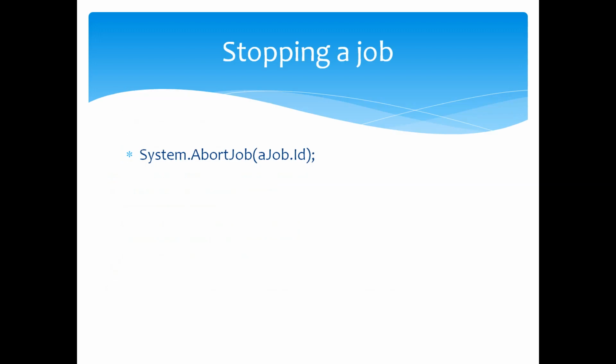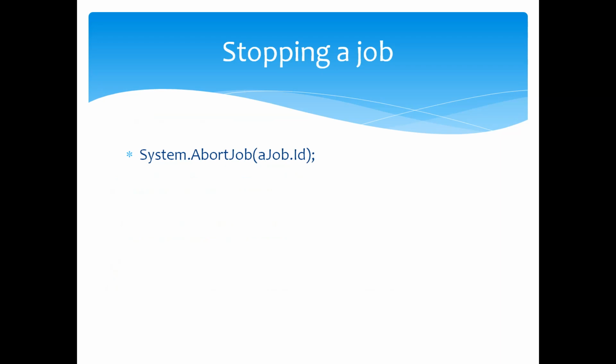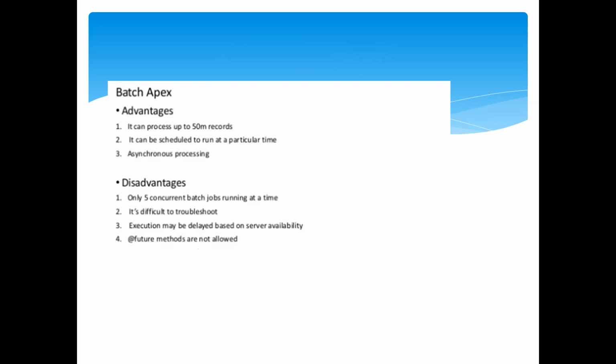And if you want to stop a job, suppose it's a long running asynchronous job, you can say System.abortJob. Another thing is that in the Queueable you can also call a batch Apex, nothing stops you, so you can instantiate that. You have to be careful: if it's a long running job, you can do abortJob, but you have to query for the job ID. Once you get it, you can abort that job.